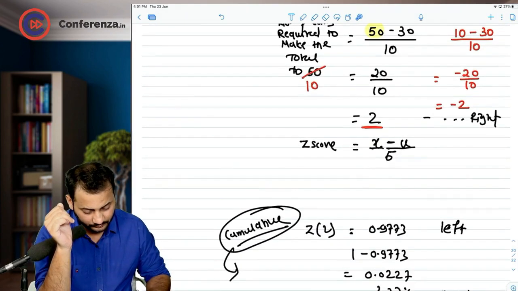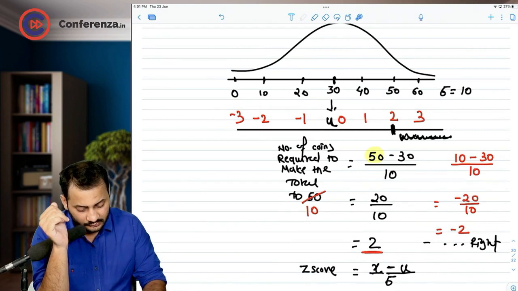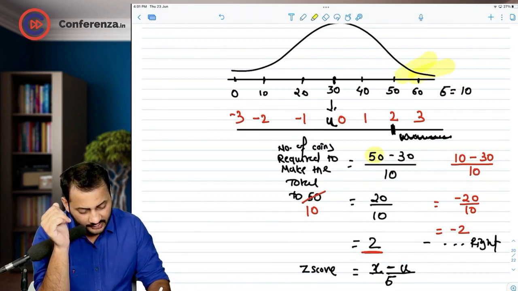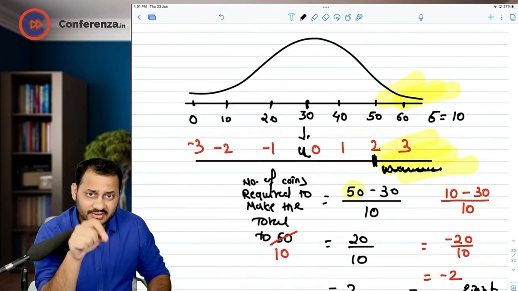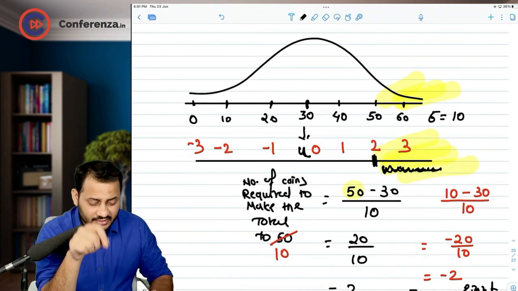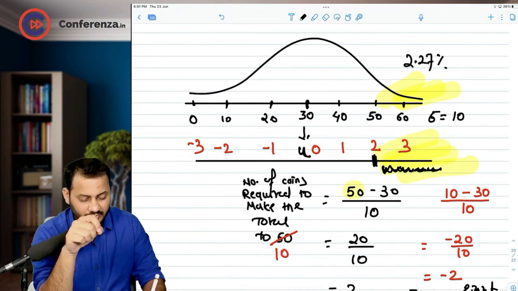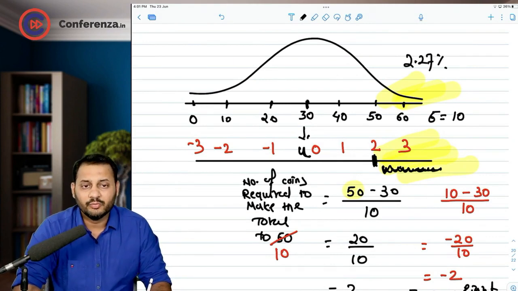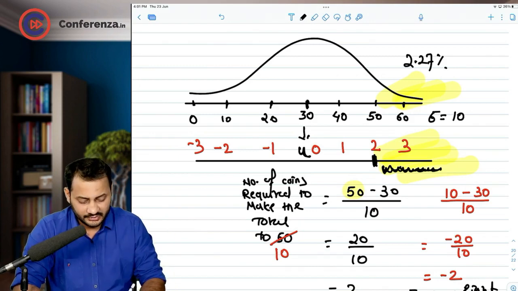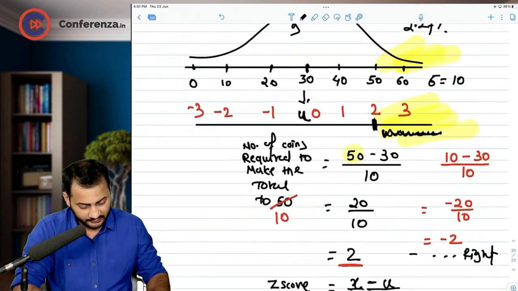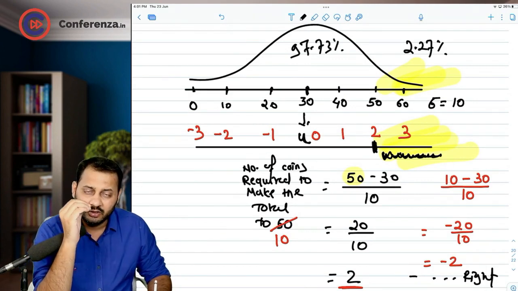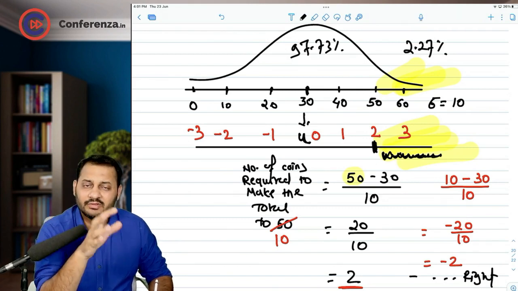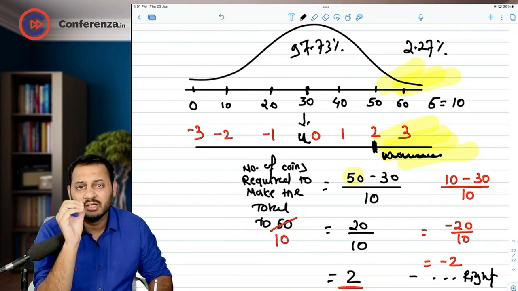Okay. Now what does that mean? This means that the probability of having at least 2, or the probability of having at least 50 rupees, is 2.27%. That I will have 50 or more than 50. The rest of the probability is 97.73%. What does that mean? That my answer will be less than 2, or my answer will be less than 50. 97.73% is the probability that my answer will be less than 50.